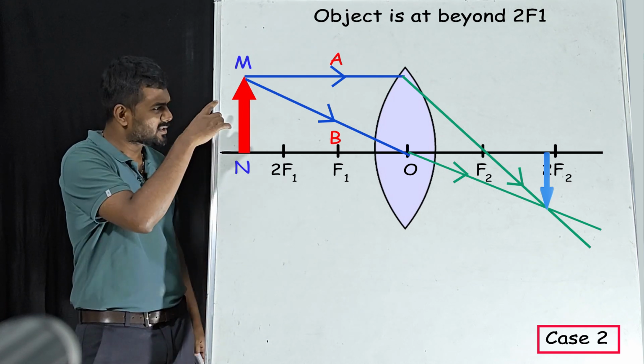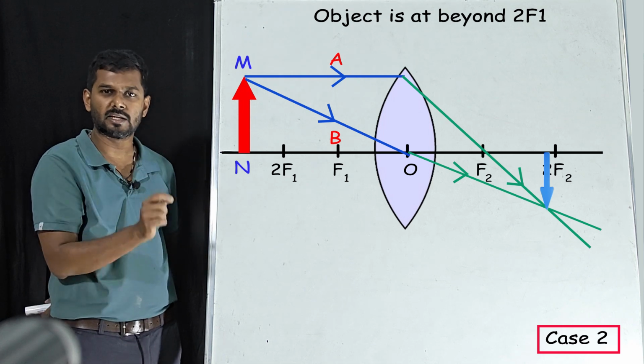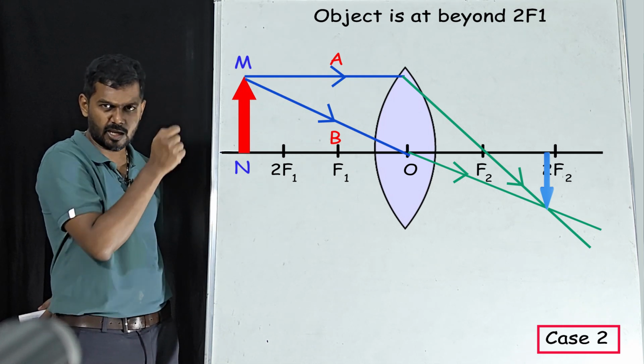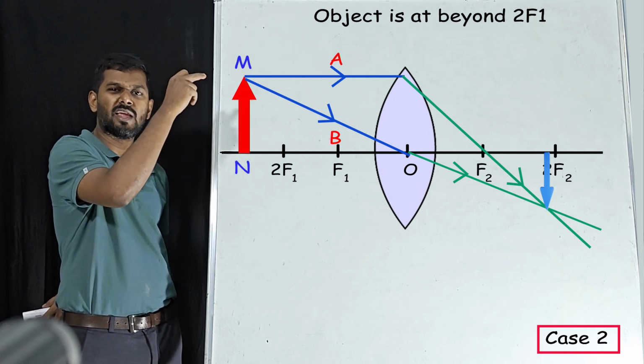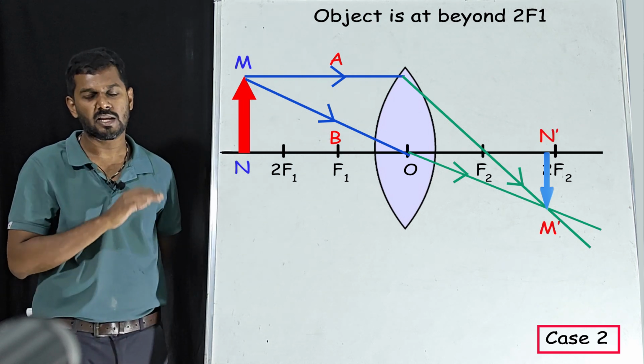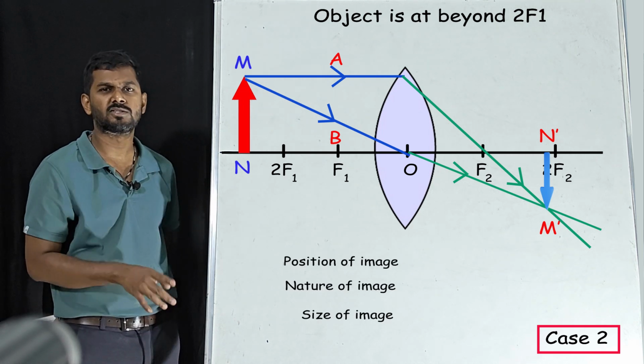So once you draw the ray diagram, denote the images by letters. If you have taken the object as AB, that will be B dash, A dash. If you have taken MN, that will be N dash and M dash. Anything is fine. So now once you draw the ray diagram, these three things you should write.